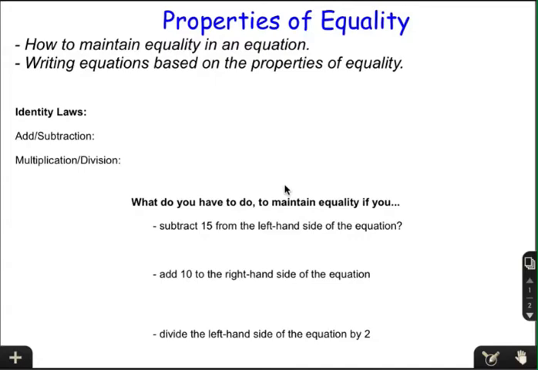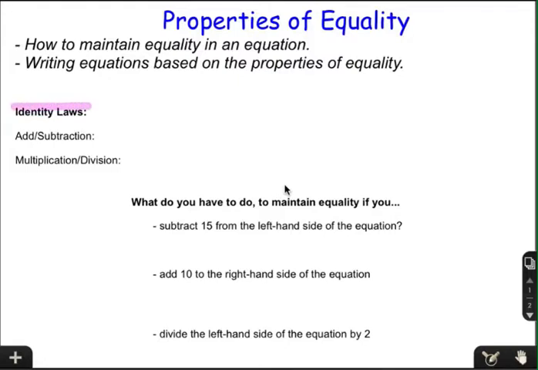Today we're going to talk about properties of equality and how to maintain equality in an equation. And we're going to write a few equations based on properties of equality. We did a little bit of this when we looked at some of the problems with the coins and the money pouches, but I want to show you the mathematical rules behind some of the illustrations that we looked at. So first of all, I want to talk about identity laws.